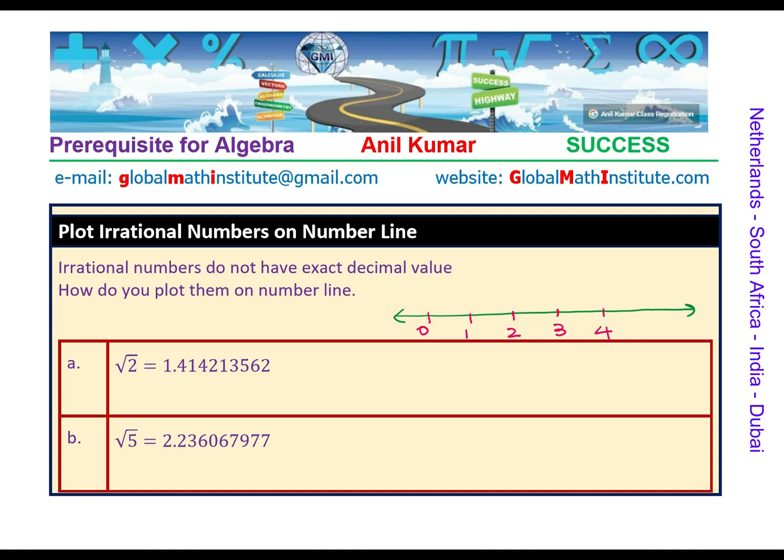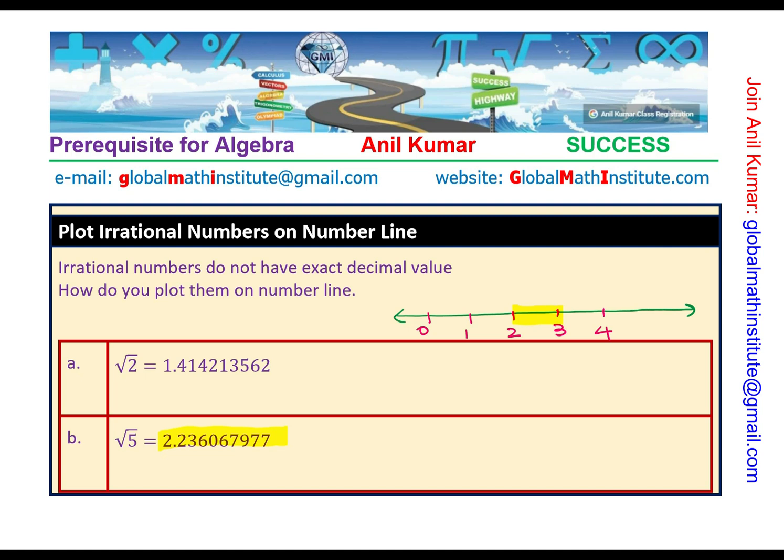3, 4. Now, square root of 5, as you see, is between two perfect squares, right? One perfect square is 4, the other one is 9. Square root of 4 is 2, square root of 9 is 3. So the value, as you know, is between 2 and 3, somewhere here. The decimal value is also between 2 and 3, closer to 2. How do we get the right answer?